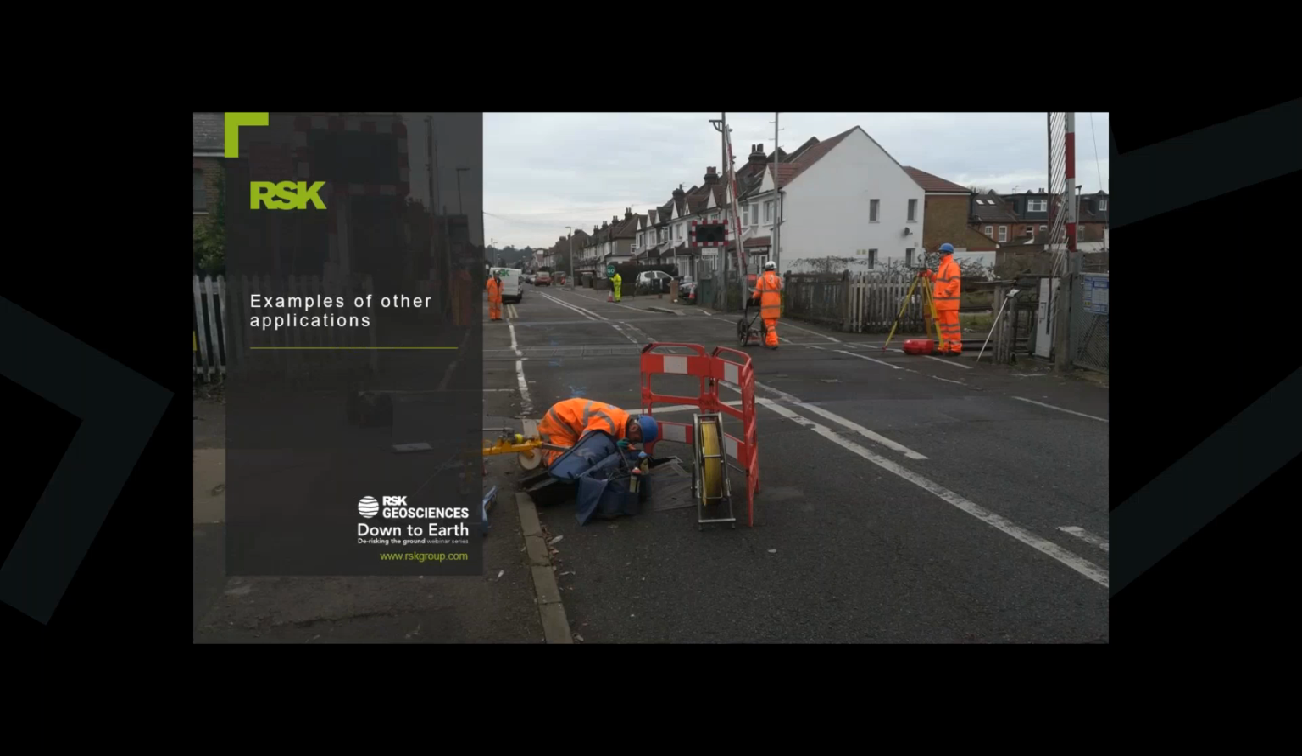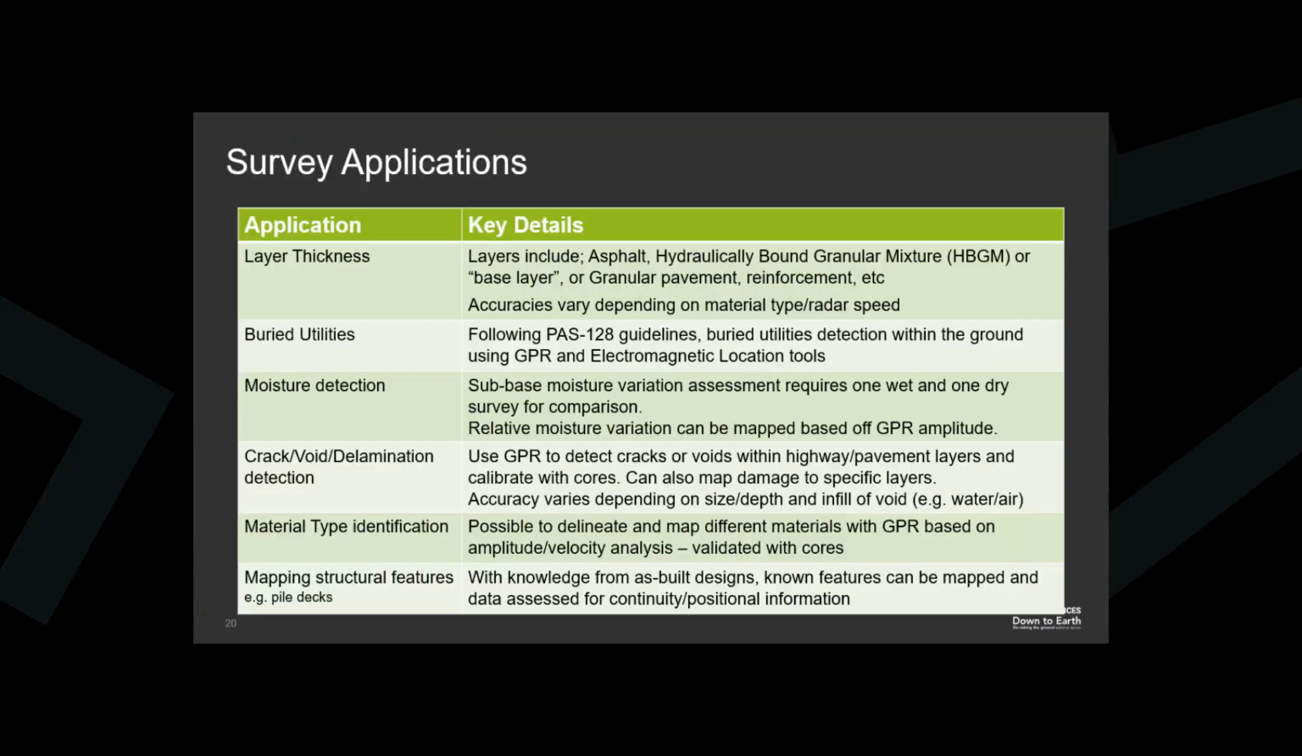So examples of other applications. So far we've looked at the main application for pavement assessment, which is just layer thicknesses and changes in construction. However, there are several other applications for GPR in the highways environment we can look at. So layer thicknesses, the main one, buried utilities, another key highlight for GPR, moisture detection, which I could talk about in a minute, crack, void, delamination detection, material type identification.